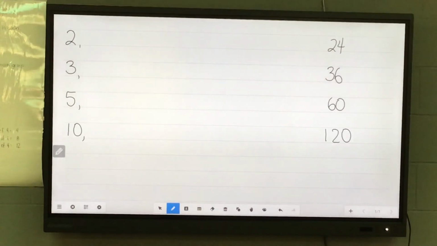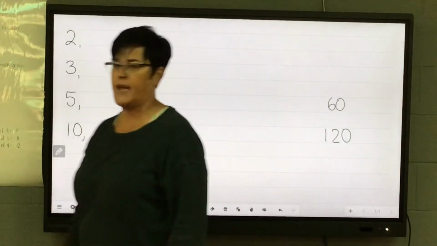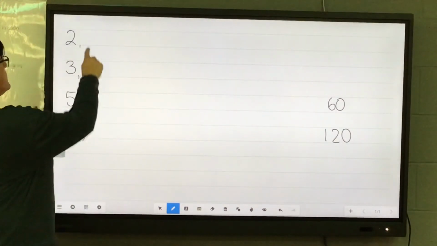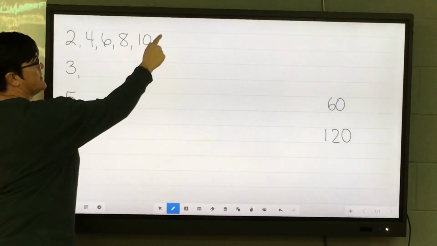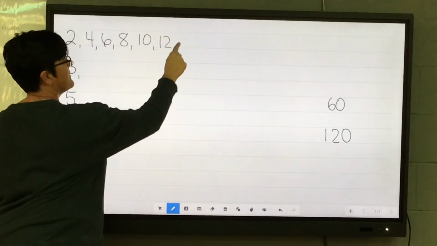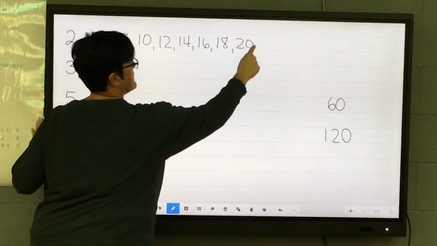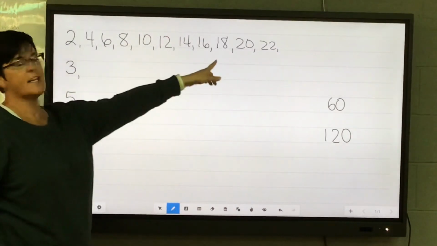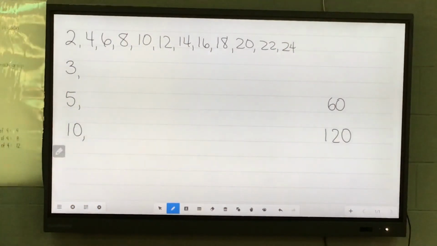Check again. 18. All right. Let's skip count. I'm gonna move these in case I don't end in that same spot, okay? So let's skip count by our 2s. 2, 4, 6, 8, 10, 12, 14, 16, 18, 20, oh, what's after 20? 22, then 24.